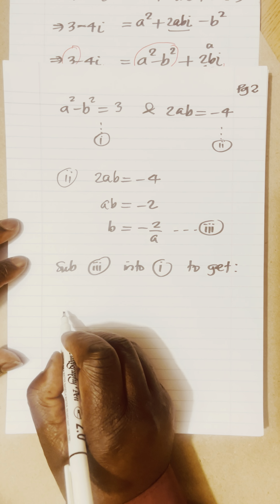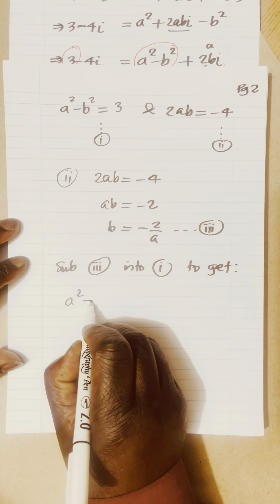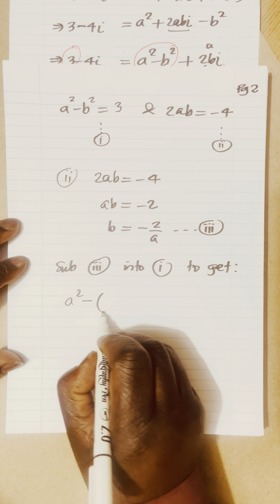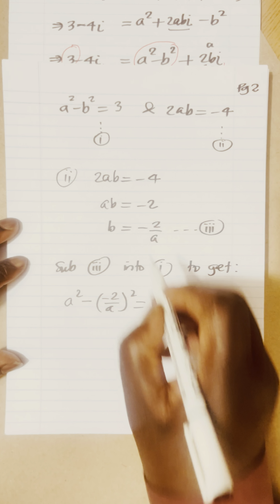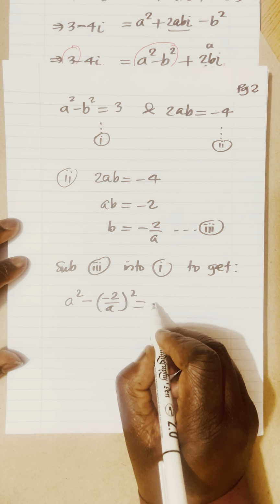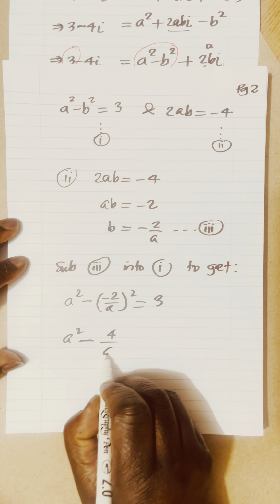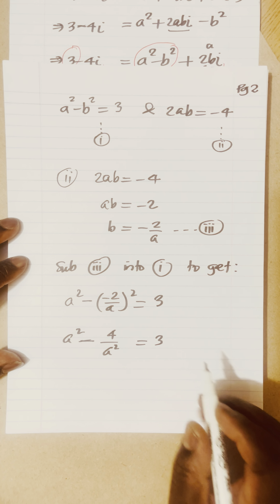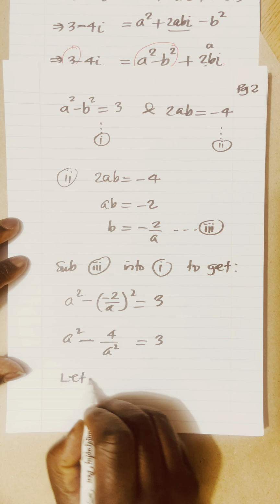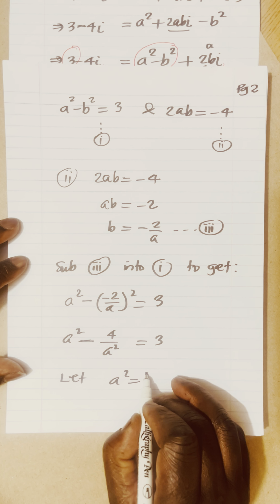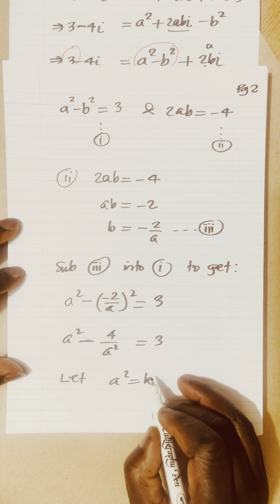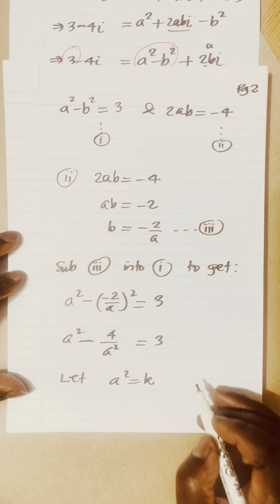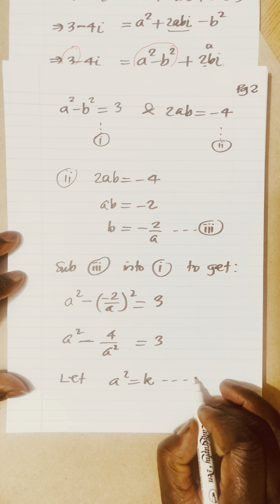What we get is the following. We're going to get a squared minus, in the place of b, we're going to put minus 2 over a. We square that, and the answer must be equal to 3. Simplifying this, it's a squared minus 4 over a squared equals 3. At this point, I'm going to let a squared be equal to some number k. And therefore, this equation here will change as follows. You substitute this into that. Let's call this number 4, for example.